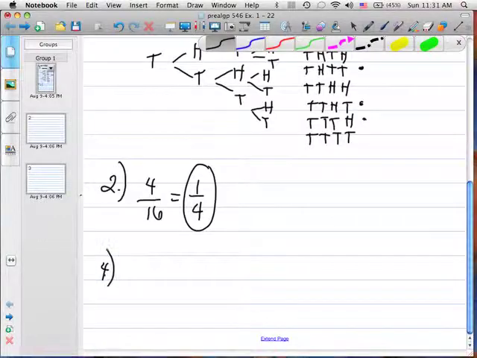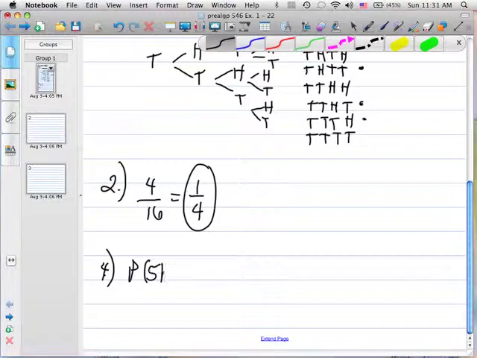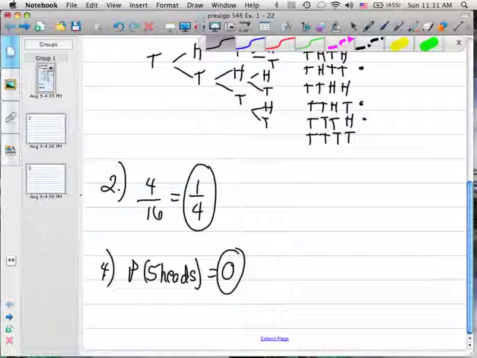Problem number 4, probability of 5 heads. Well, there's no way that's going to happen, so that's 0.